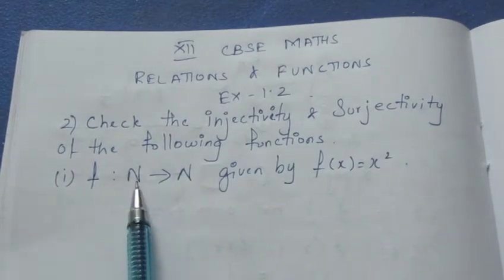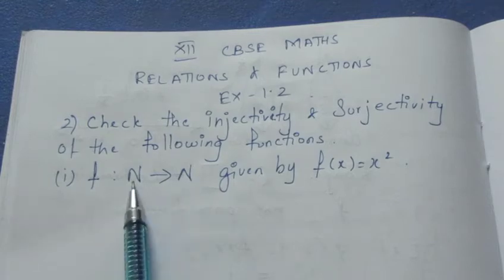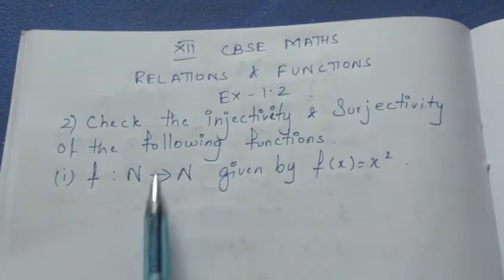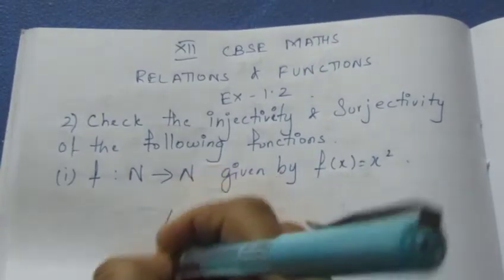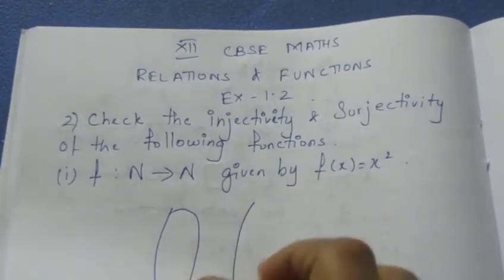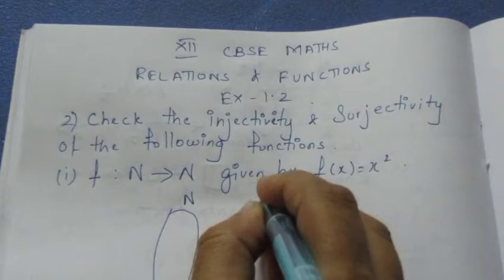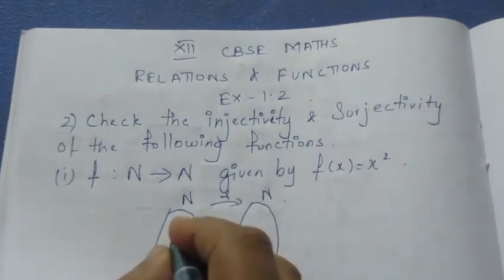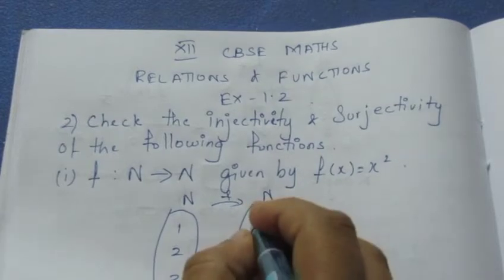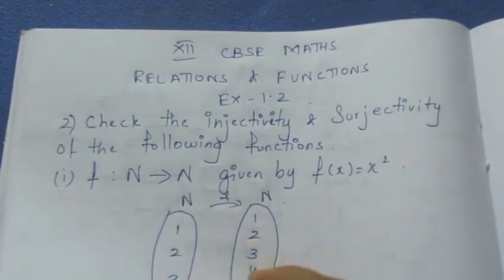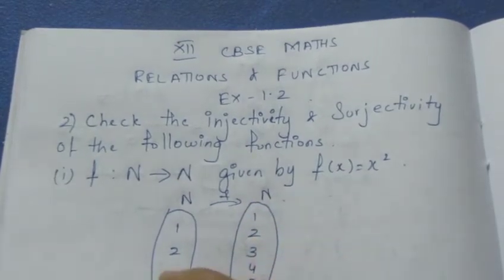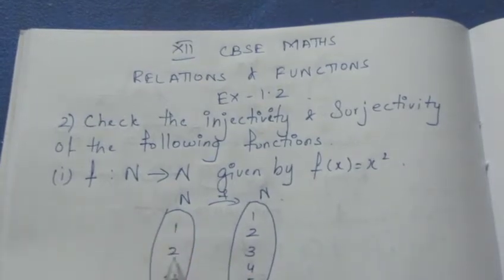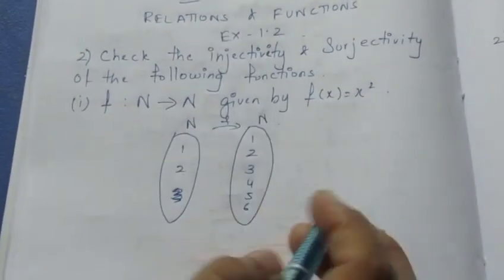Here the function is from natural numbers to natural numbers. So it is from N to N, given by f of x is equal to x square. Let me draw the N. So this is from N to N. Your function here is f. Now let me take some numbers. I have written 2 numbers here and 6 numbers here.